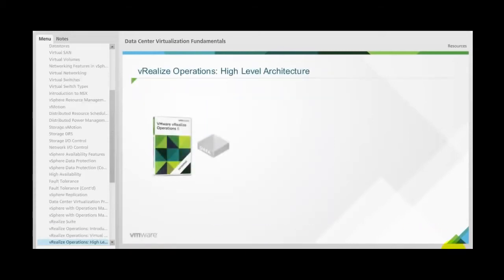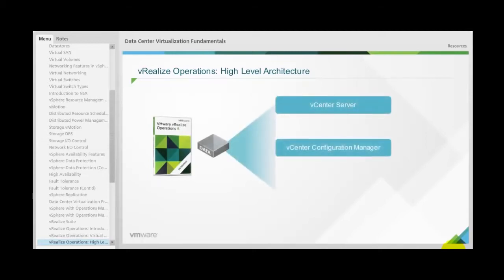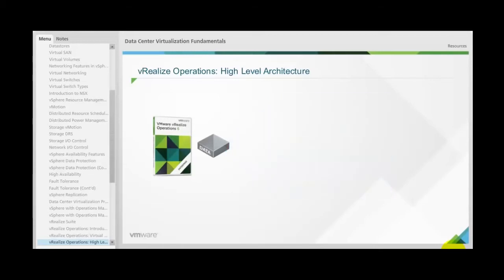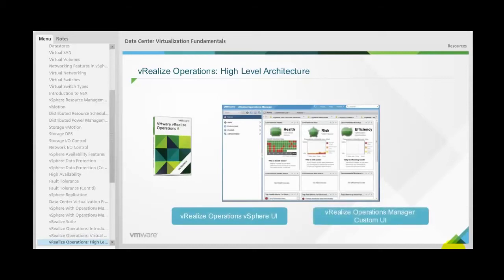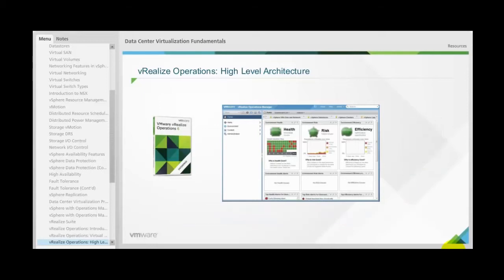vRealize Operations collects data from many different sources such as VMware vCenter Server, VMware vCenter Configuration Manager, or VMware vCloud Director. The vRealize Operations Analytics virtual machine processes the collected data and presents the results through the UI virtual machine. Possible user interfaces are the vRealize Operations vSphere UI and vRealize Operations Manager Custom UI, which is only available in the Advanced and Enterprise editions. vRealize Operations also features an Admin UI to perform administrative tasks.